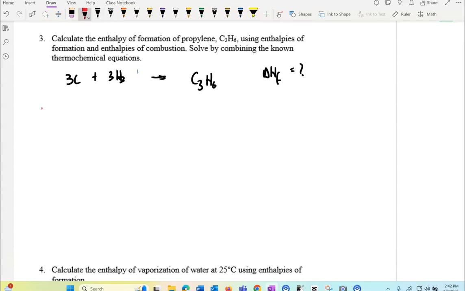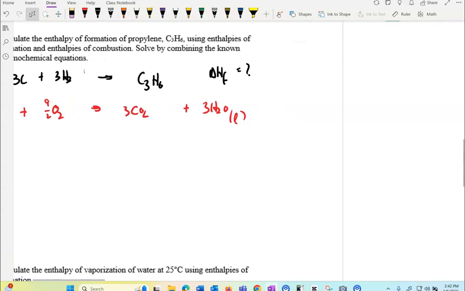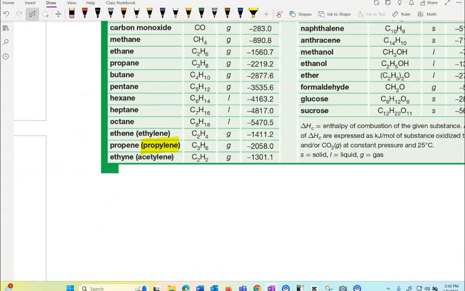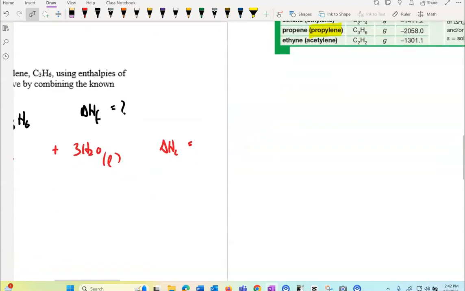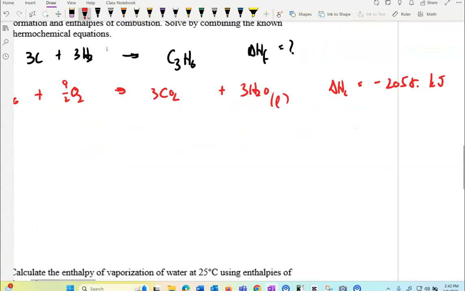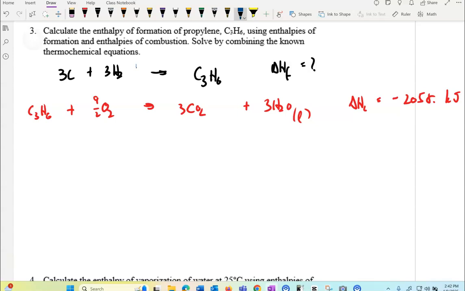We're going to do that by writing a combustion equation for propylene. And we know you're going to react C3H6 with O2 to produce CO2 and liquid water. So I'm going to balance this by putting a 3 here, a 3 here, and that means that there are 6 plus 3 is 9 oxygens on the product side. We'll balance this by saying we have 9 halves, and we're going to look up on our table, which is right here, and the total heat of combustion for propylene is negative 2058 kilojoules.